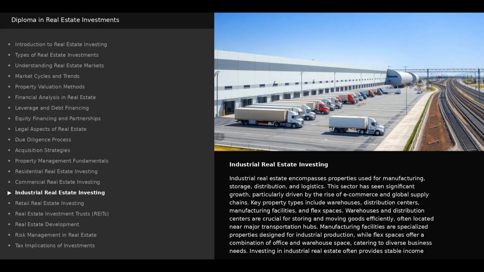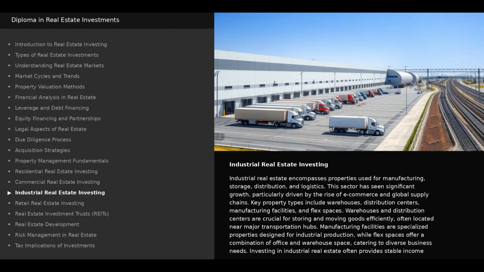Industrial real estate investing. Industrial real estate encompasses properties used for manufacturing, storage, distribution, and logistics. This sector has seen significant growth, particularly driven by the rise of e-commerce and global supply chains. Key property types include warehouses, distribution centers, manufacturing facilities, and flex spaces. Warehouses and distribution centers are crucial for storing and moving goods efficiently, often located near major transportation hubs.